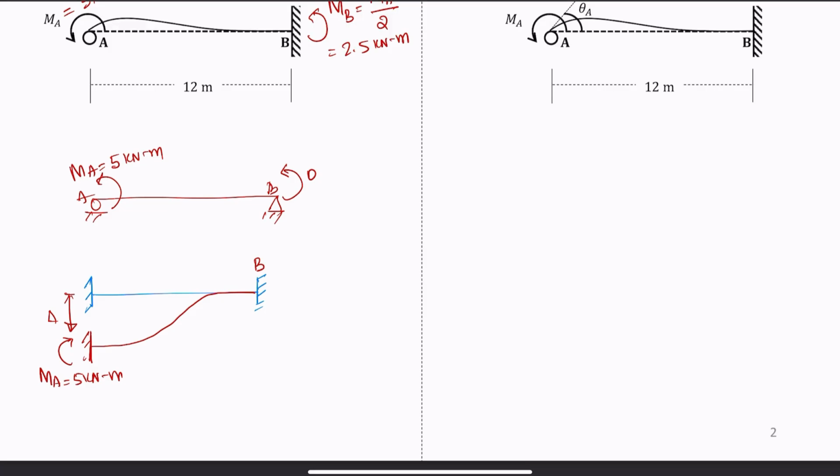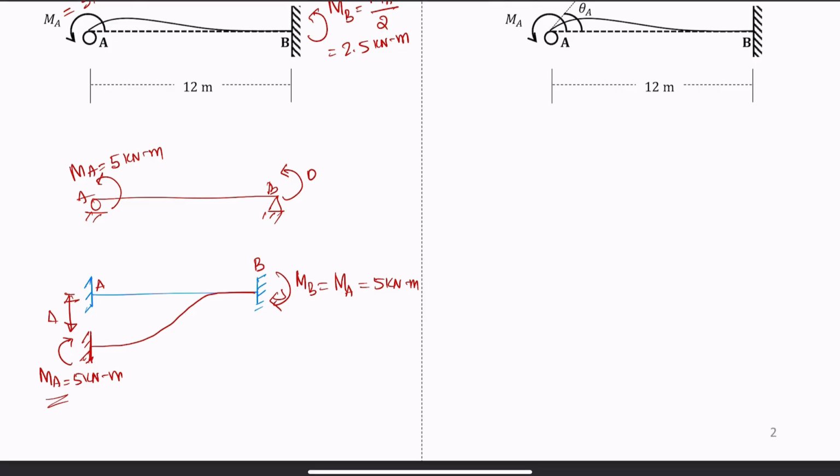Okay, so for this case, both the ends are fixed end beam, and this moment is created by the settlement delta, or relative settlement between the initial length, and because of this settlement it created a moment MA equal to 5 kilonewton meter. Both ends are fixed, so MB will be exactly equal to MA, and that will be equal to 5 kilonewton meter. So please make sure that if both ends are fixed, then the moment will be the same.